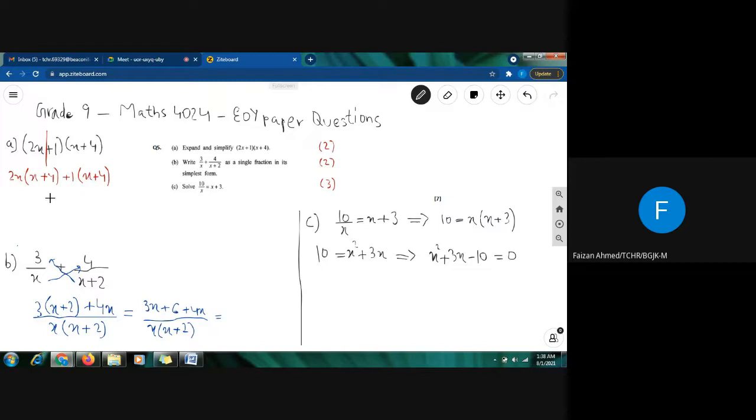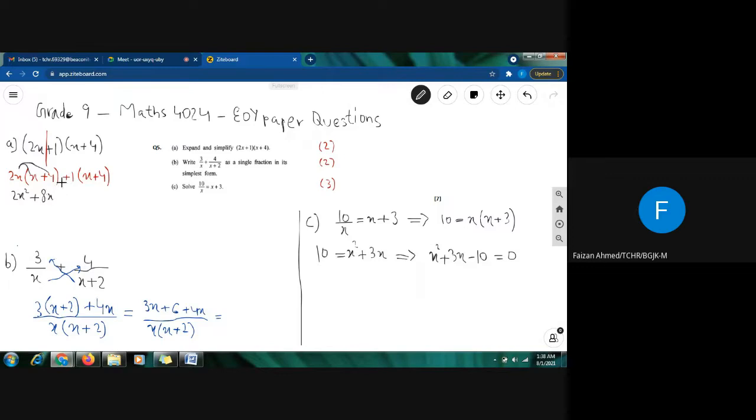Now you have to multiply it. 2x will be multiplied with x. 2x multiplied with x gives me 2x square. And when 2x is multiplied with 4, since there are two terms in the bracket, I have to multiply 2x with x and 4 as well. So this will be plus, and 2x multiplied with 4 gives me 8x. 2 times 4 is 8.